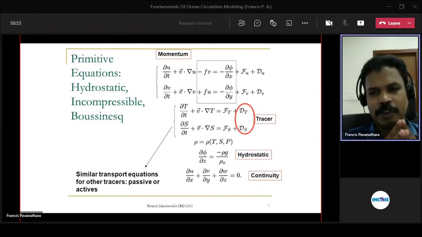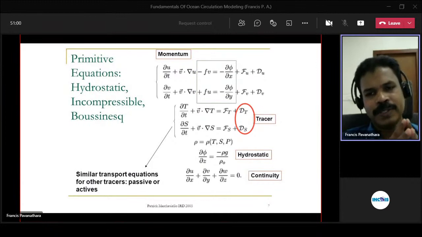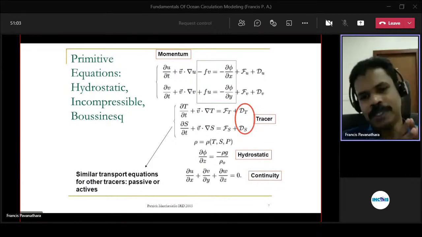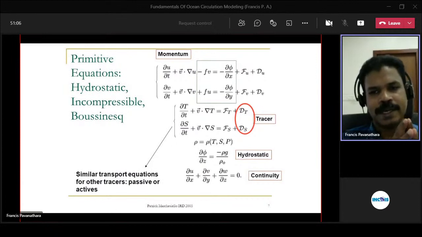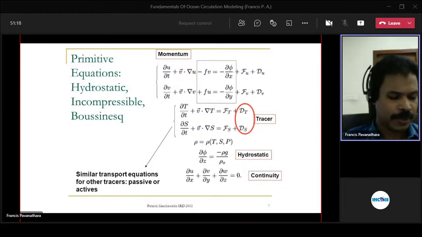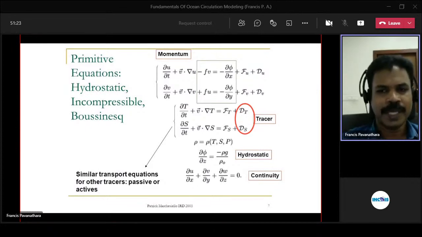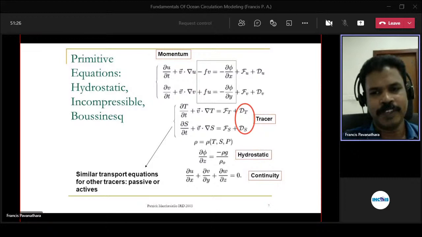And then we have two more forces. One is the frictional forces and the other one is the diffusion of momentum. So generally, horizontal diffusion of momentum is negligible, so we just discard it. But friction is not that negligible. That's the basic forcing that drives the ocean circulation, so we need to keep it in the equation. That comes from the boundary forcing that we apply in the model.